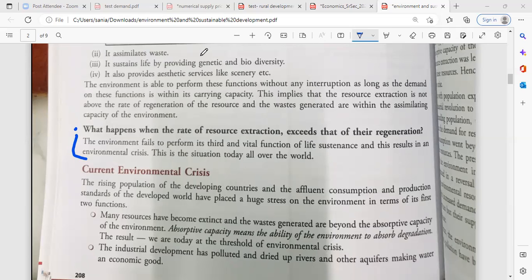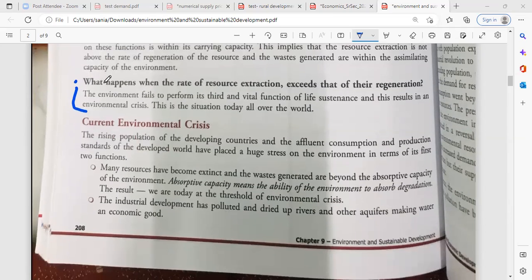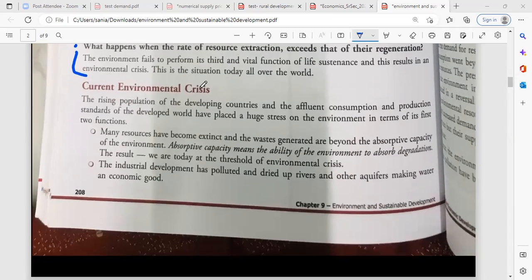Yes, done, ma'am. Now coming to the next topic, which is the current environment crisis. This is very important because this chapter is all about sustainable development and the environment crisis. First of all, the rising population of the developing countries. We have two kinds of countries, developing and developed. Developed countries don't have any problem, and the affluent consumption and production standards of the developed world have placed a huge stress on the environment in terms of the first two functions.